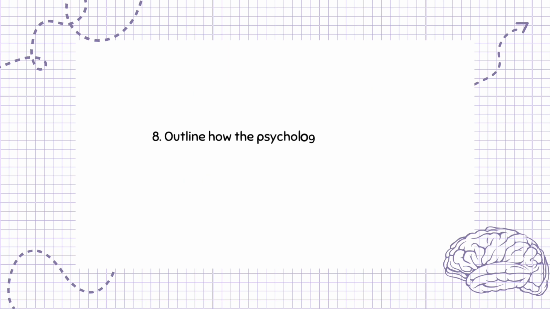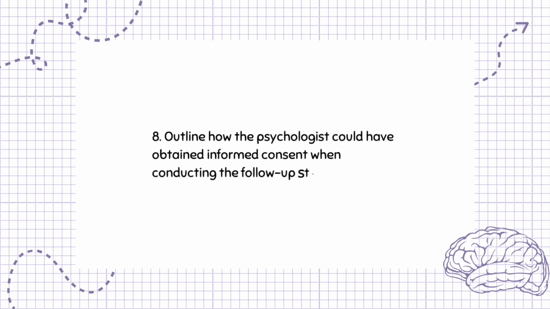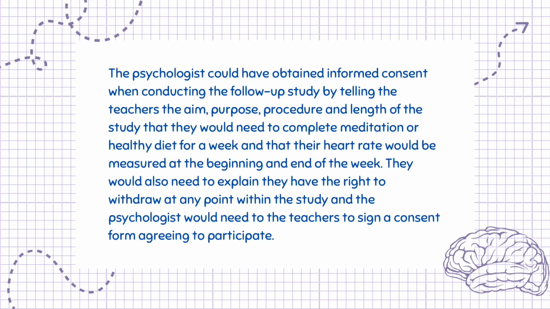Question 8. Outline how the psychologist could have obtained informed consent when conducting the follow-up study. 3 marks. The psychologist could have obtained informed consent by telling the teachers the aim, purpose, procedure, and length of the study, that they would need to complete meditation or healthy diet for a week, and that their heart rate would be measured at the beginning and end of the week. They would also need to explain they have the right to withdraw at any point within the study, and the psychologist would need the teachers to sign a consent form agreeing to participate.